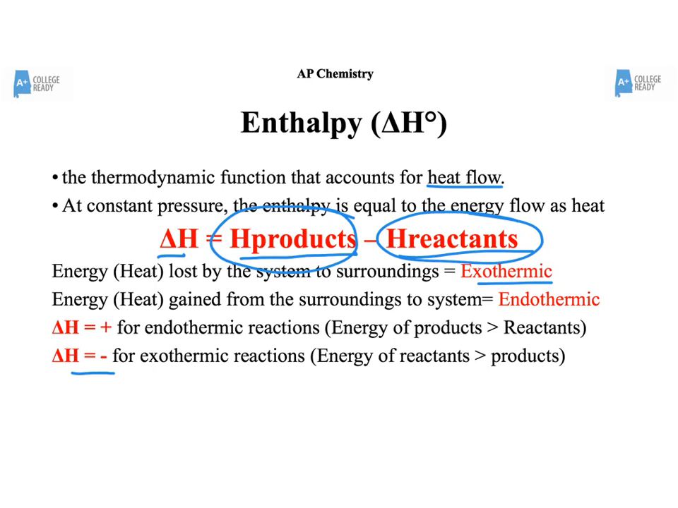If the converse is true, if the reactants are less than the products, then you would end up with a positive sign, and that would be an endothermic reaction. And the delta H would be positive for endothermic reactions.